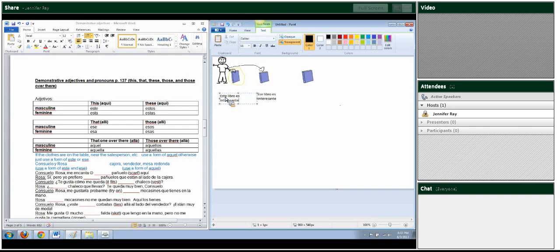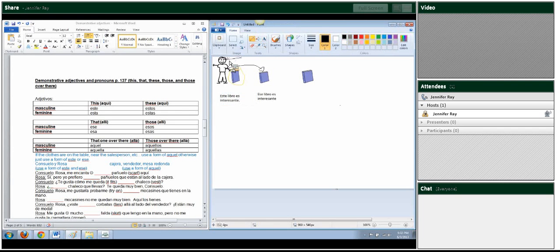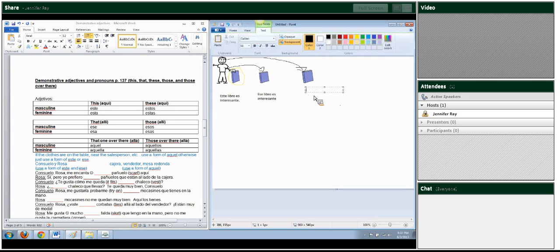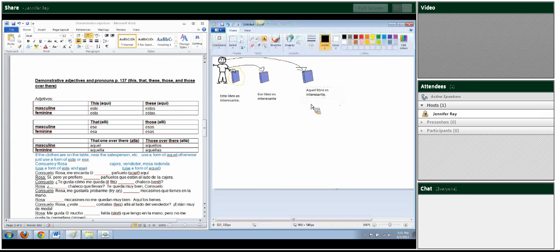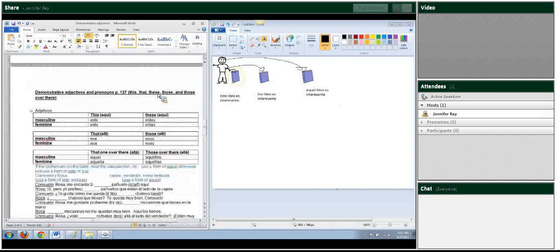Okay, and if he's going to talk about this book way over here that's really far from him, he's going to say, this time, aquel libro es interesante. Okay, so when you talk about something that's close to you, that's when you use a form of este.